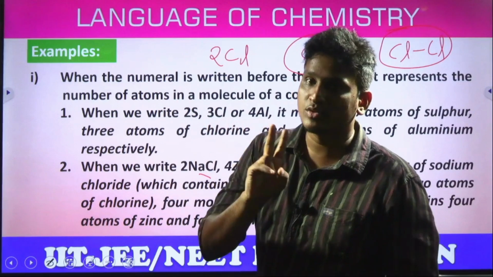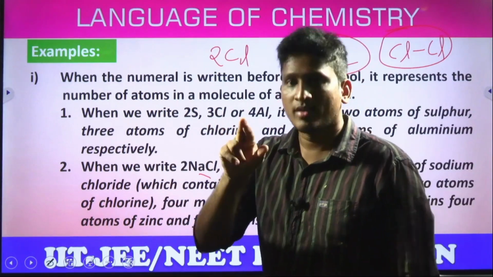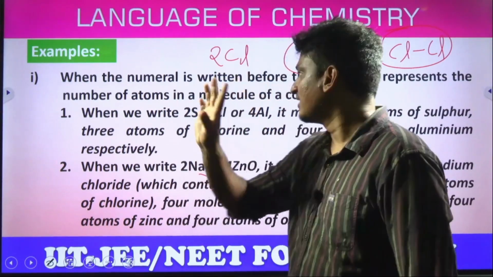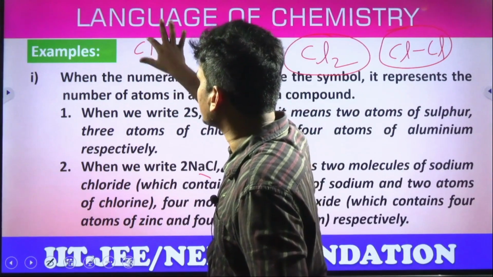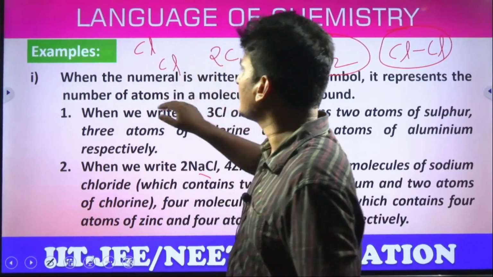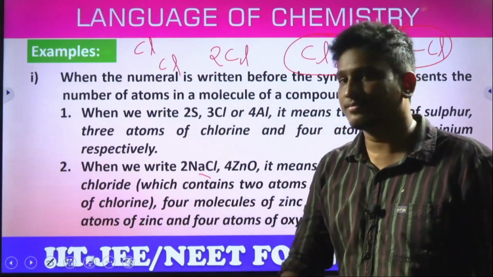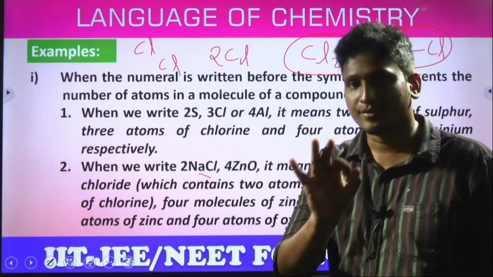Then what does 2Cl indicate? 2Cl also indicates 2 chlorine, students, but are they bonded? No, that is the difference. Here 2Cl indicates chlorine and chlorine, that's it. Is there any bond between chlorine and chlorine? No, that is the difference.